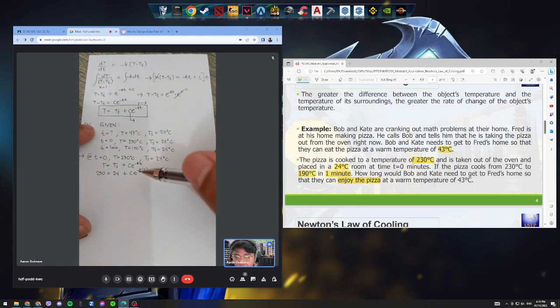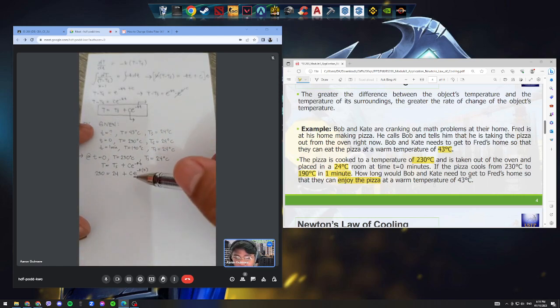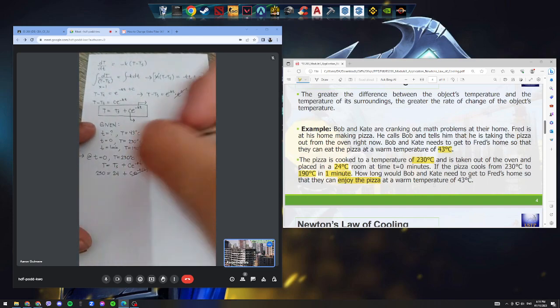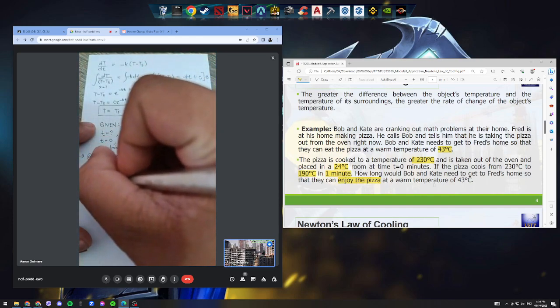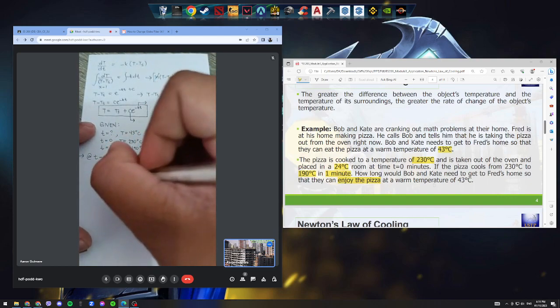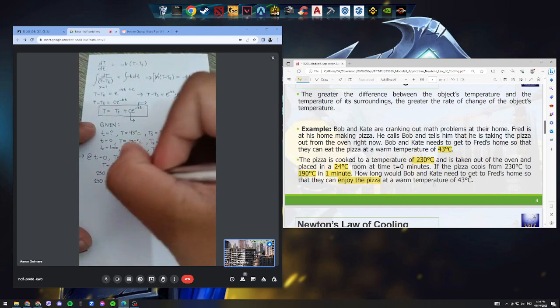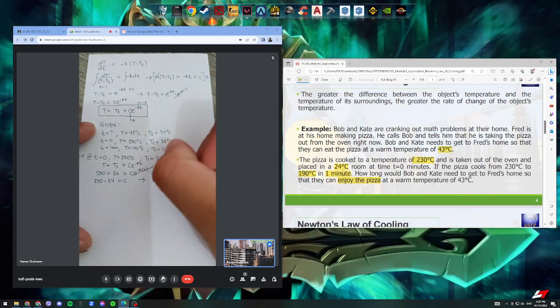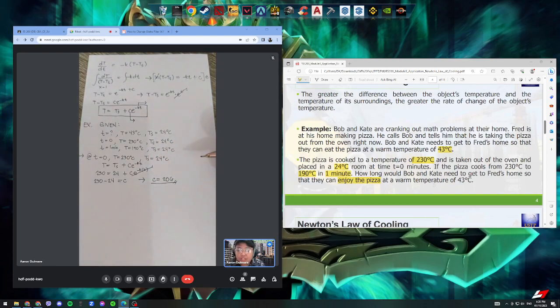As you can see, negative K times 0 is 0, and e to the power of 0 is just 1, right? Therefore, we can transfer it: 230 minus 24 is equal to C, or C is just equal to 206. So we now have the value of our C.